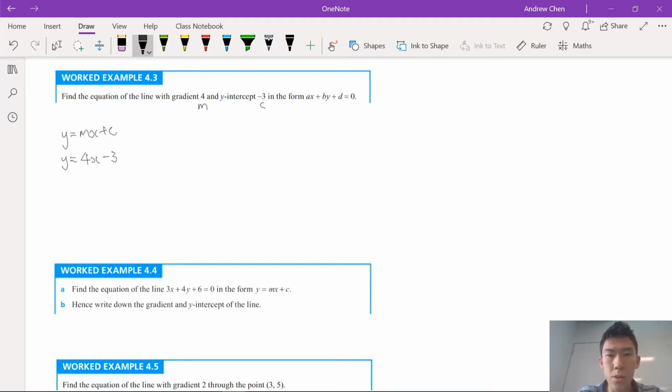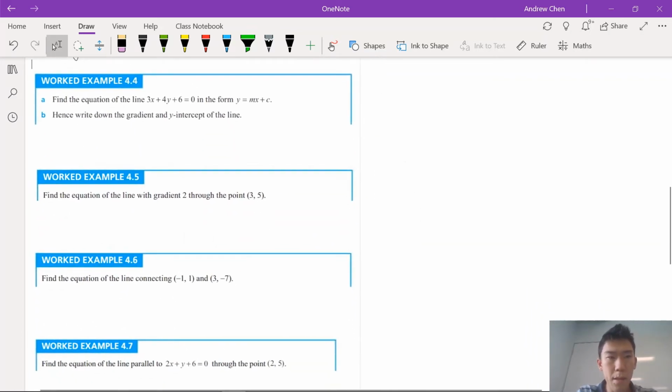And then we just need to rearrange it to make the left-hand side equal 0. So let's go negative 4x plus y plus 3 equals 0, because it wants us to put the x term first, followed by the y term, followed by our constant. So that's 4.3 done.